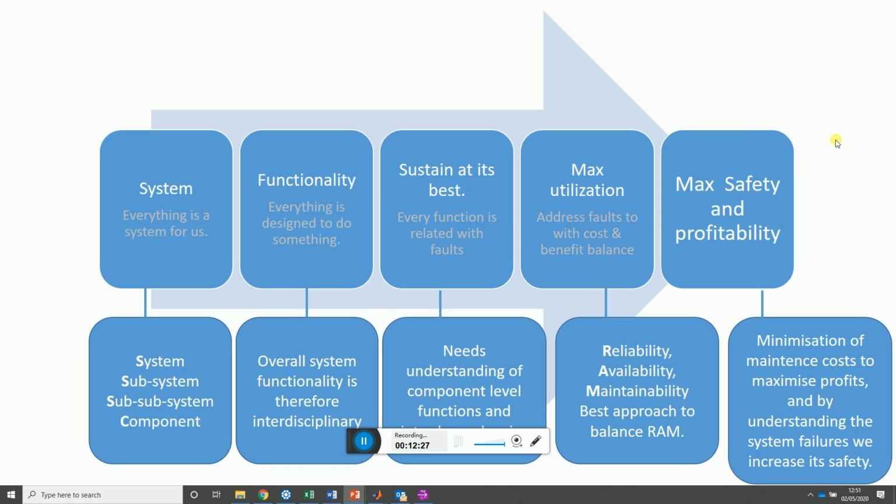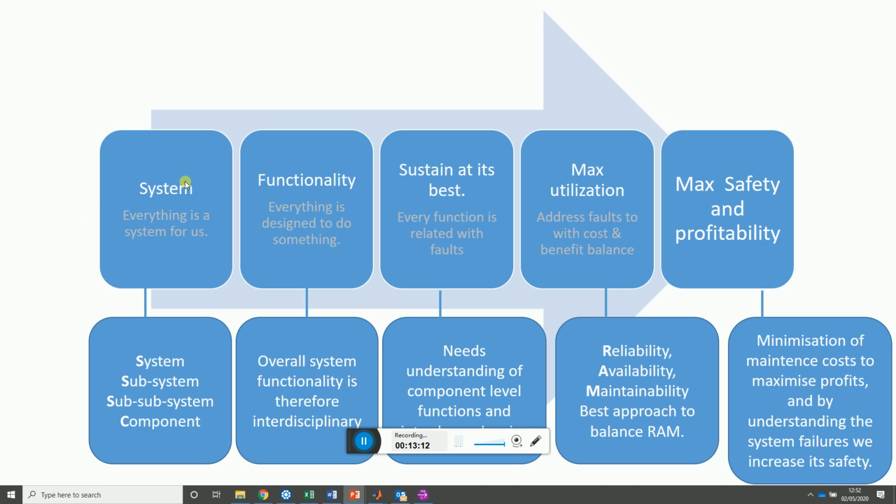So moving on, we have this sort of horizontal view at the moment, right, of maintenance engineering. We deal with systems. That's everything for us. Right? As engineers, we deal with systems. In systems, we build functionalities. Everything is designed to do something. There's a purpose behind it. And that's what we're targeting. We're targeting value from maintaining that purpose. We want to sustain that purpose. We want to sustain that functionality. Every function is related to its faults. So this function corresponds to a system.